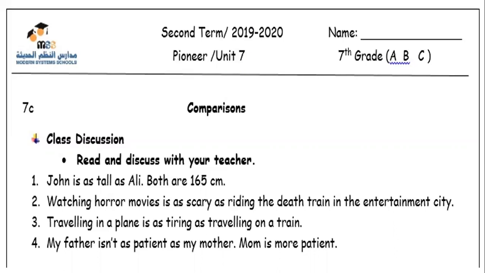Let's move to the third sentence. Traveling in a plane is as tiring as traveling on a train. It's a positive sentence because traveling in a plane and traveling on a train are equally tiring. So this sentence shows equality too. And what about the last sentence? My father isn't as patient as my mother.